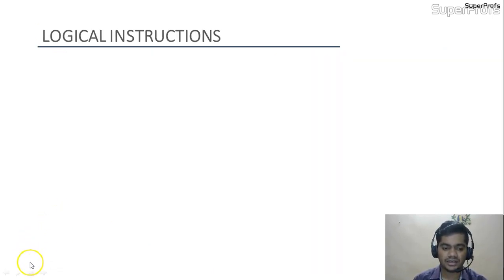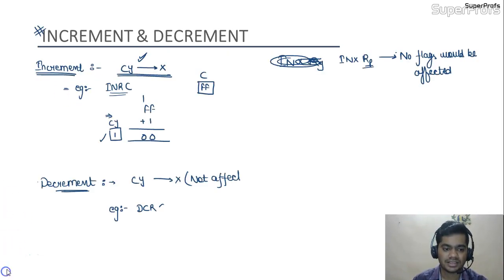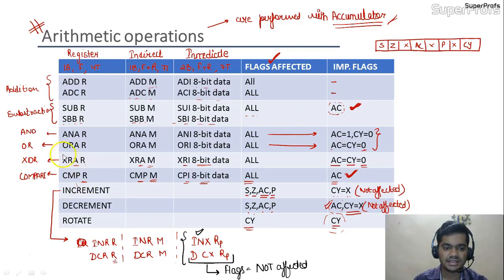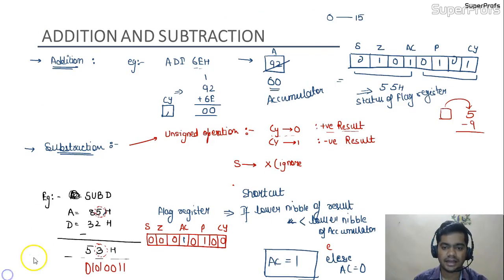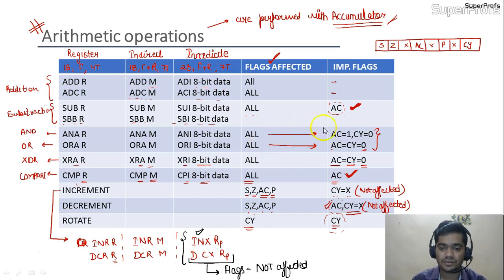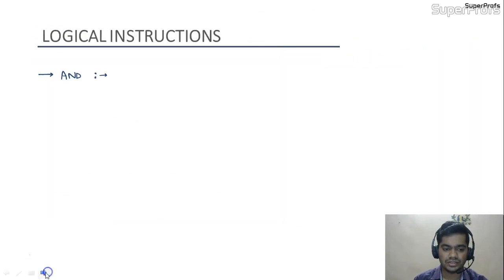Now we are going to see logical instructions. So what are logical instructions? The AND operation. We have understood how we are going to do the AND operation, and what the instructions for that are. These are ANA R, ANA M and ANI 8-bit data. And you can also see that all the flags would be affected, the auxiliary carry would be 1 and the carry flag would be 0. So keep this in mind while doing an AND operation. So what is the purpose of the AND operation? It is used to mask the bits.